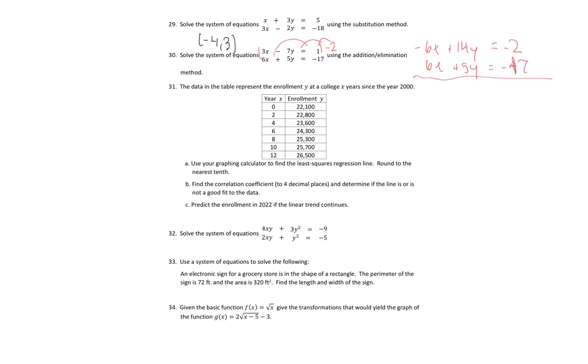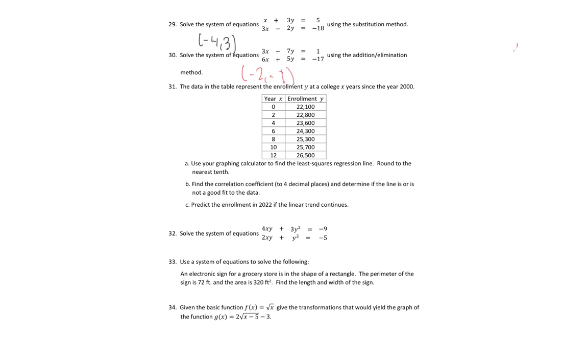Whenever I add these together, -6x plus 6x cancel. We get 19y equals -19. So y equals -1. Now I can plug that into either equation. I'll plug into the second one just because that's the one I chose, but either one is going to work. So we get 6x minus 5 equals -17. 6x equals -12. x equals -2. So our answer is (-2, -1).